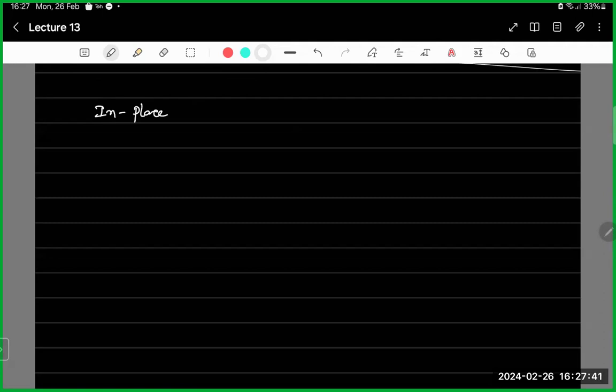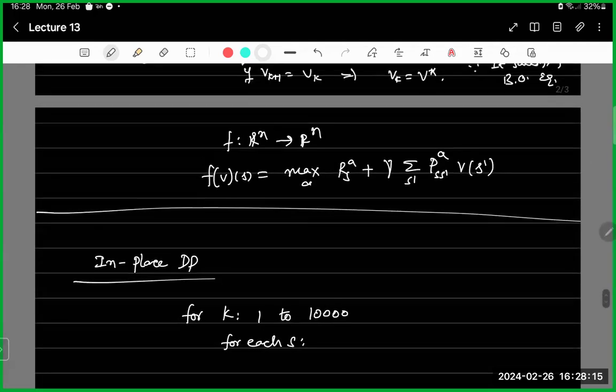As I mentioned before, this is called an in-place DP variant. If you want to implement our algorithm as pseudo code, how will we write it? Let's say k is from 1 to, let's say, 10,000. We are doing the value iteration coding. You want to run for 10,000 iterations, and in each iteration, for every s, you will just apply this update, right?